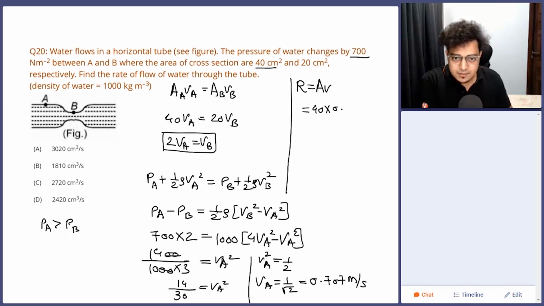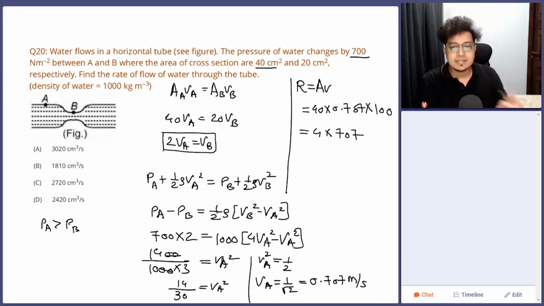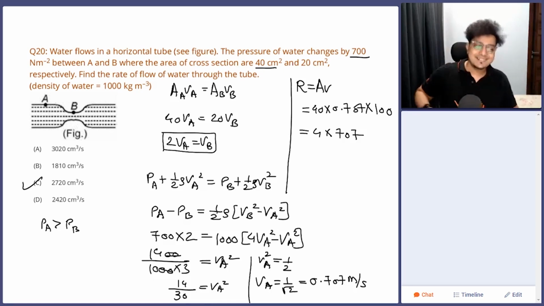So while solving here, 0.707, I will have to convert this into CGS. So I will multiply this by 100 because this is in centimeter. I will convert it into centimeter. Okay. So 4 into 707 after adjusting all the zeros. So this will give you the final answer, which is option C.